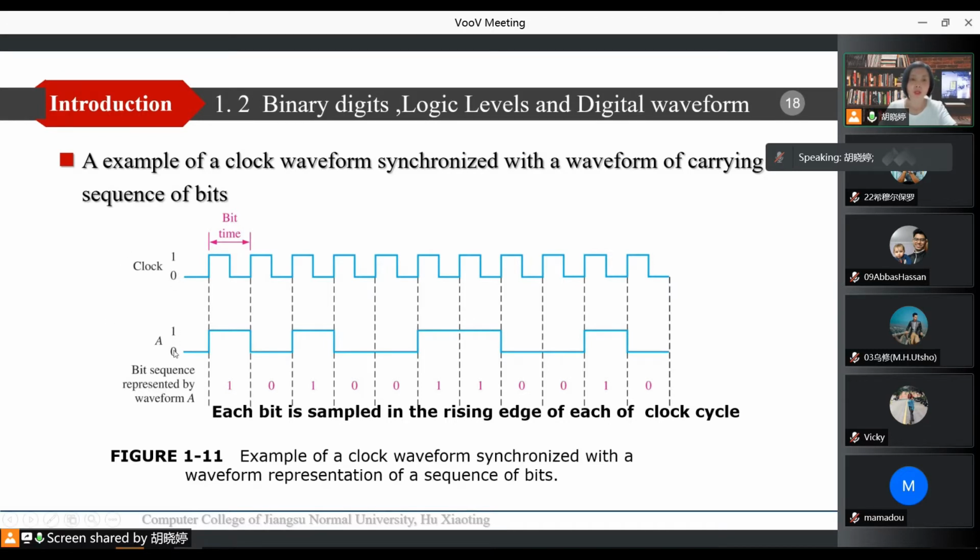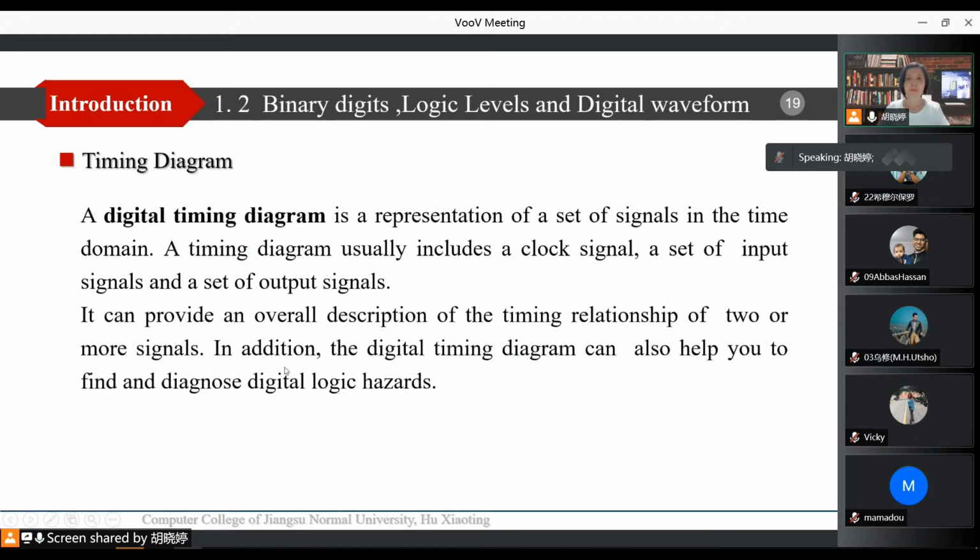Each clock, the system will sample one bit. So according to the clock and the waveform, you can get what information is transferred using this waveform. For example, you can get this information according to this waveform and clock signal. One clock will transfer one bit. So that will be 101001101010. Okay, that's very easy to understand.